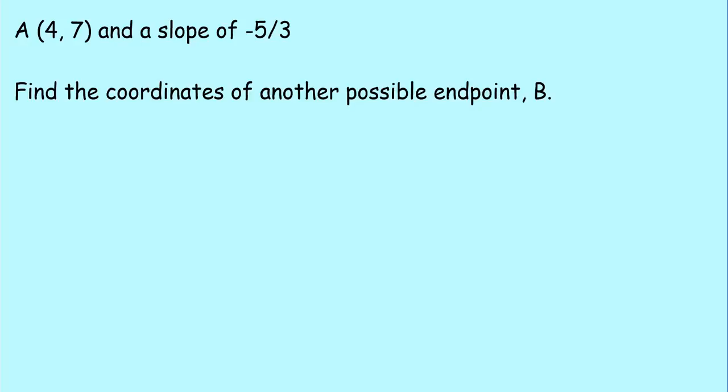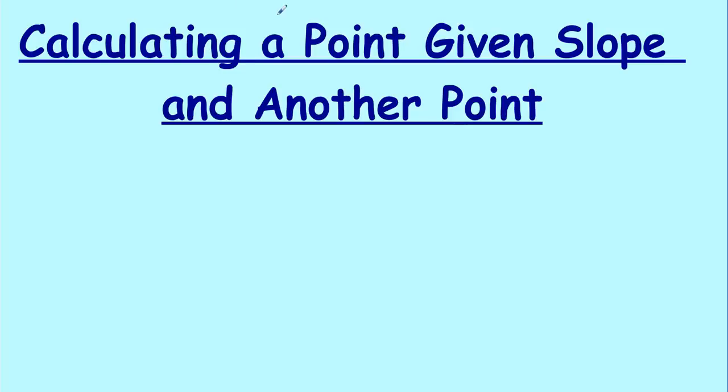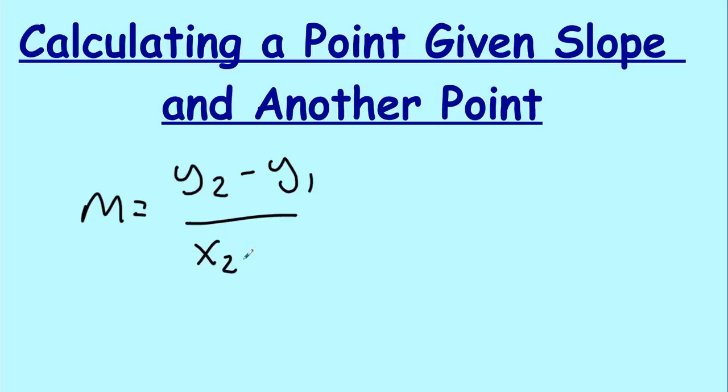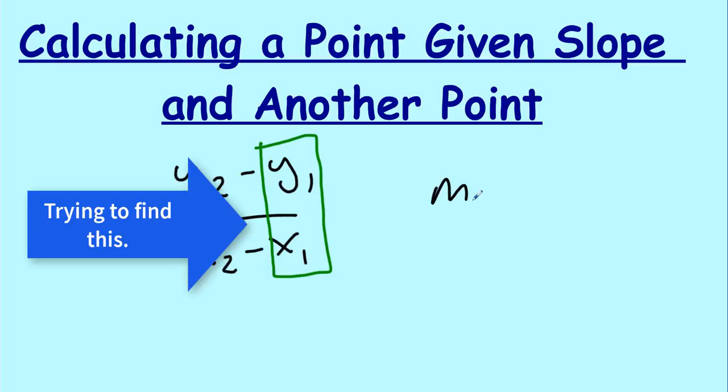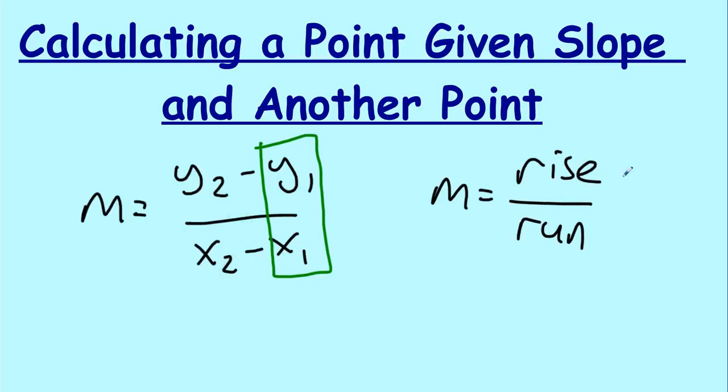How would you figure out what the other point could be? If you remember, the formula for slope is m equal to y2 minus y1 over x2 minus x1. We also know that m is equal to rise over run. This one is generally easier for figuring out another coordinate than the first. They're both possible, but I'm going to show you how to do it with rise over run because it is much easier.